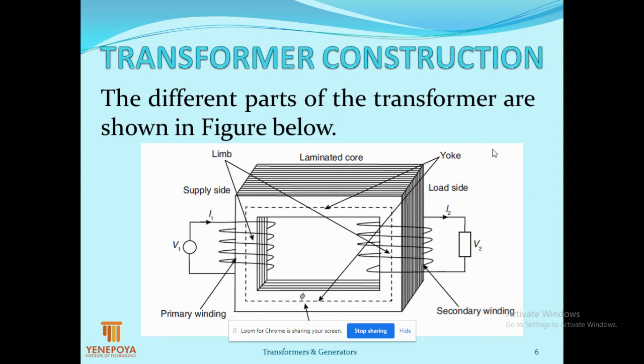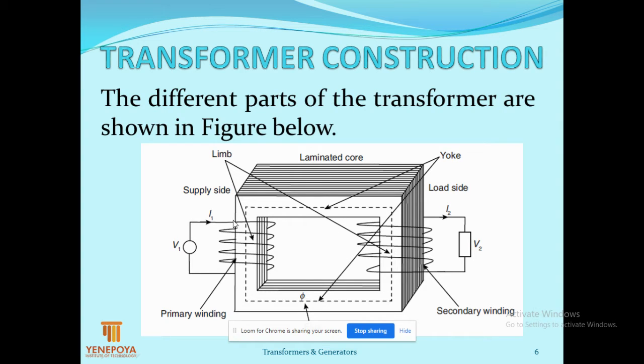As you have seen in the diagram, this part on the left is called the left limb, this is called the right limb, and the top and bottom surfaces are called the yoke of the transformer. The left and right are called limbs, and the top and bottom are called yokes.